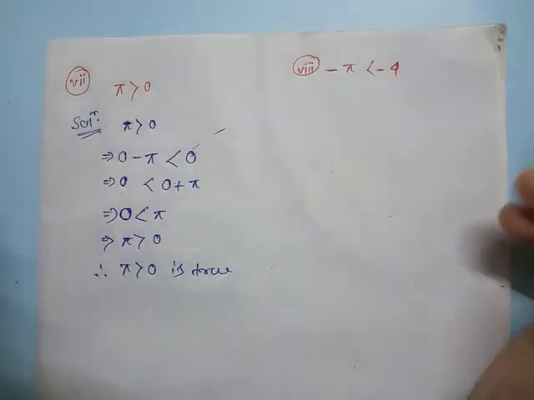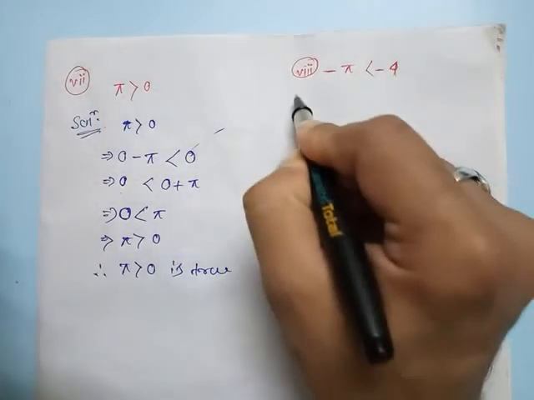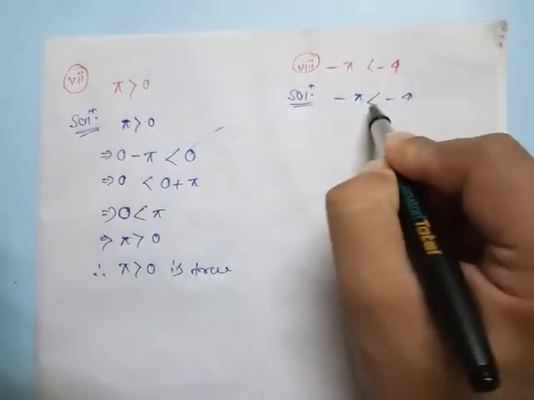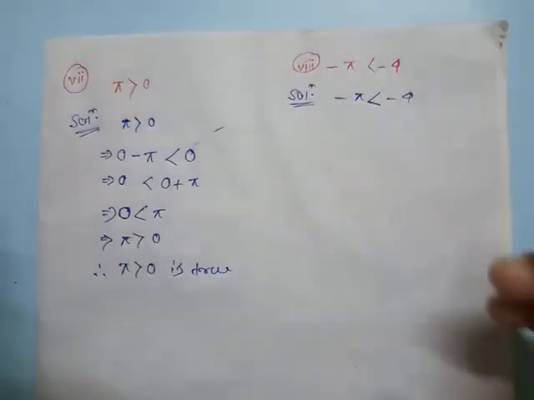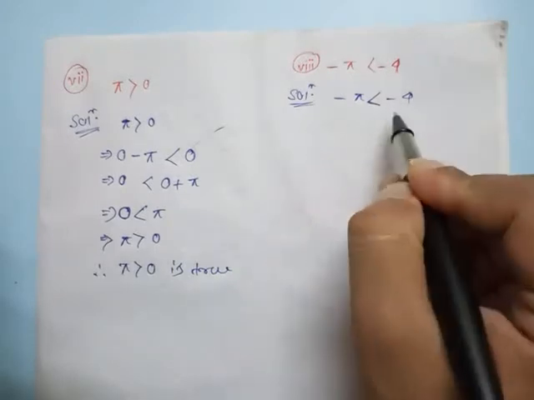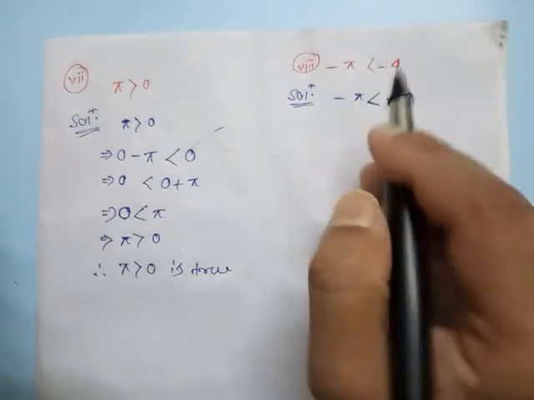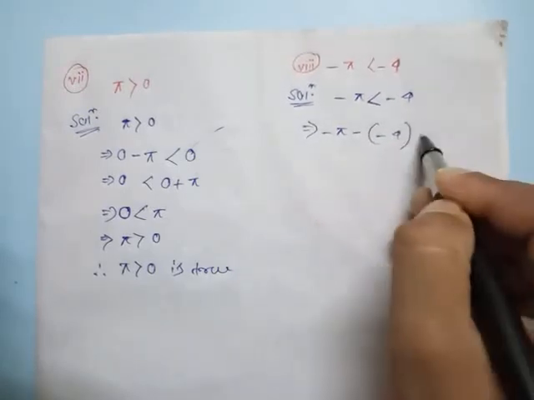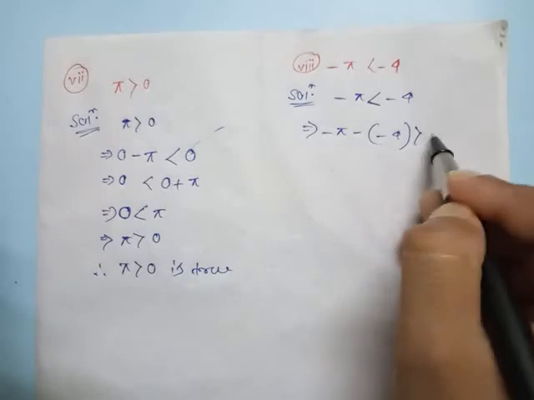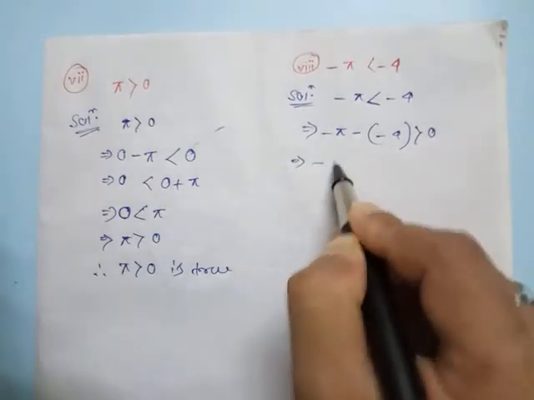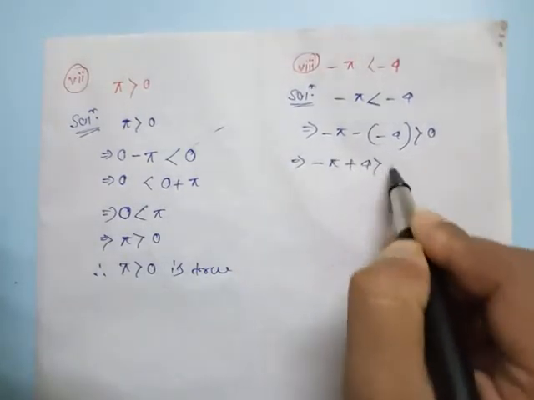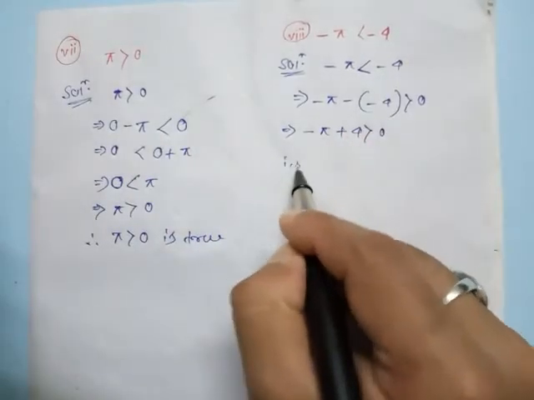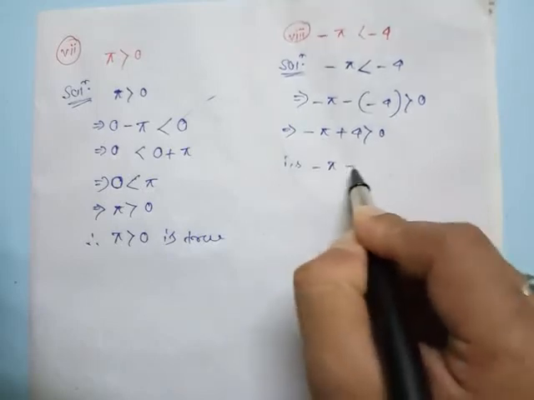Next question is minus pi less than minus 4. So first we will write here solution, then I will write this question again. What would be the next step student? Now look, first of all I will subtract this minus 4 from the value of minus pi. So here I will write minus pi minus (minus 4) bigger than 0. So in the next step, minus pi plus 4 bigger than 0. This value I have got from here, so I will write here now minus pi minus (minus 4) bigger than 0.